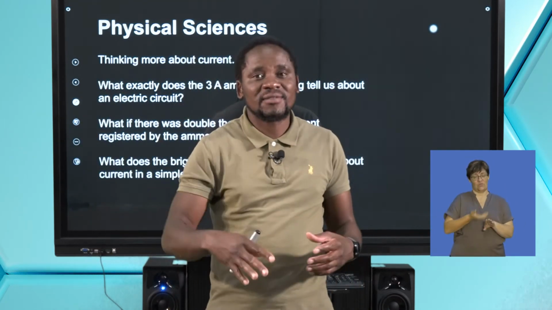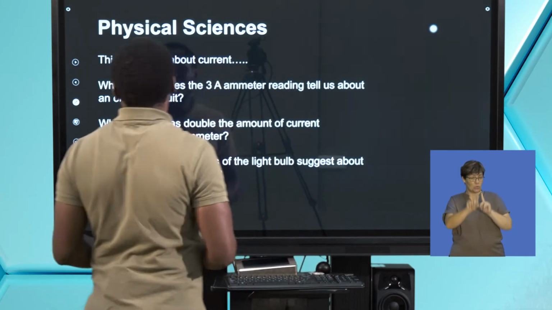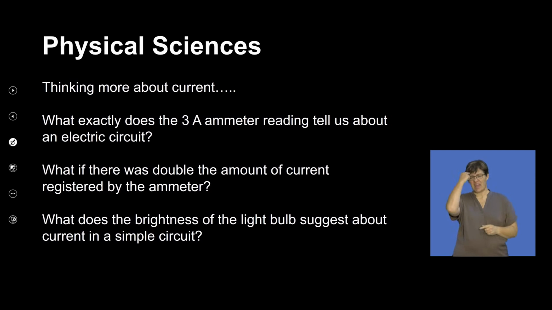So we're asking ourselves important questions like, okay, think about what exactly it means when we've got a current of 3 amperes, or when there is an ammeter reading of 3 amperes. Now that we have demonstrated how exactly we measure current using an ammeter by connecting it in series, or at a point, so that we get an indication of the amount of charge that passes through that point per second. So the main question here is, what exactly does the magnitude of the ammeter reading tell us about an electric circuit? And then secondly, what if there was double the amount of current registered by the ammeter?